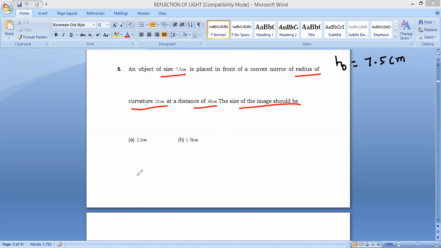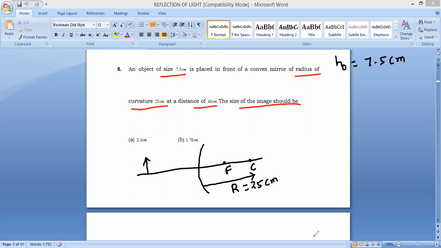It is placed in front of a convex mirror. Suppose this is the mirror. Here it is the focal point, and here it is the center of curvature. This convex mirror has a radius of curvature r, 25 centimeter. And this object is placed at a distance of 40 centimeter. u is equal to 40 centimeter. Now we need to find the height of the image.